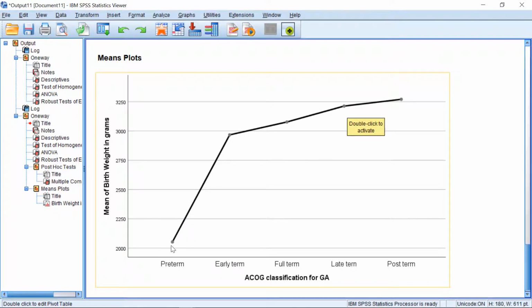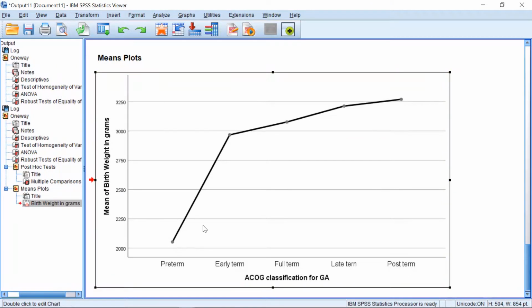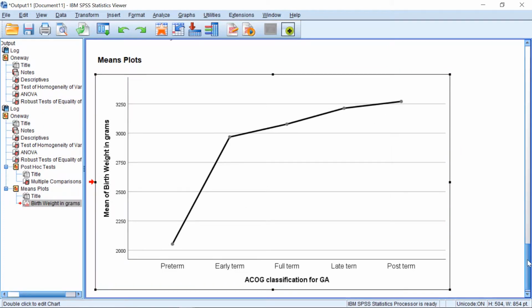Like here we have our preterm mean around 250 grams and the early term is less than 300. So the significance of mean difference in those groups is higher. And this will conclude our video for today. Thank you everyone.